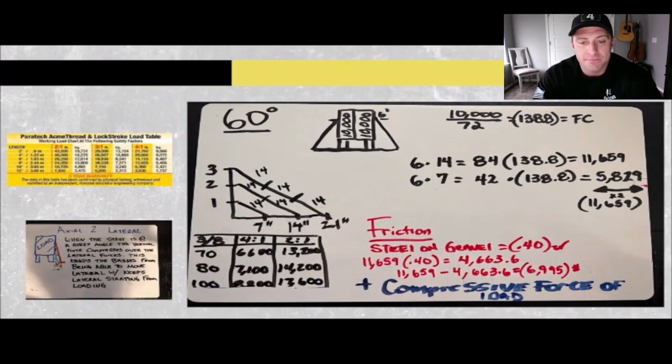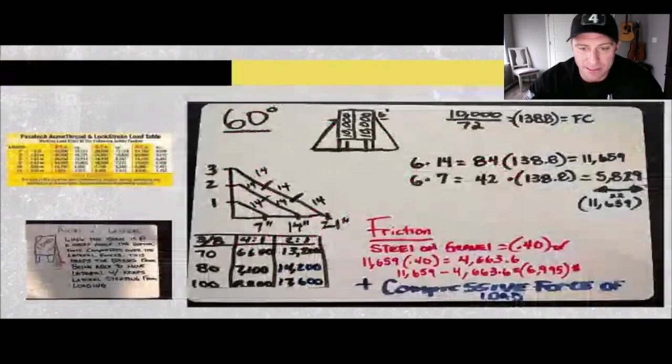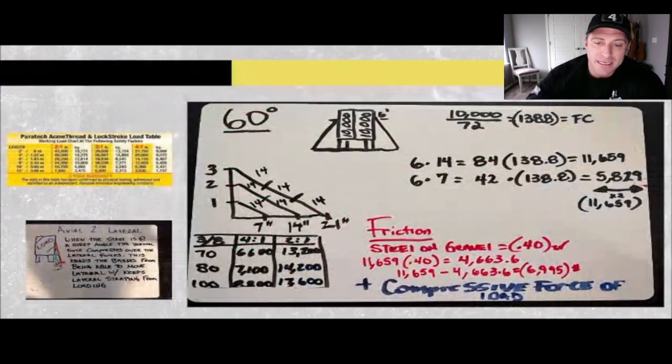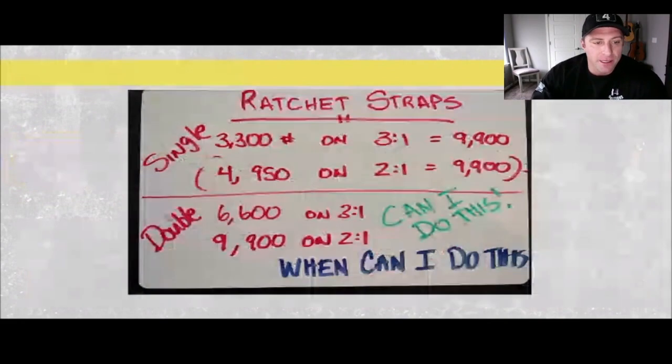So 6,995 pounds. When we look at that, how do I strap that? That's the strapping decision. I just went from 11,000 to 6,995 pounds with steel on gravel. And so I have 6,995 pounds of lateral force that I have to strap together. Can I do it with a ratchet strap? I have to double up my ratchet straps. So I can get away with a 2-to-1 safety factor, 9,900 pounds with this system.